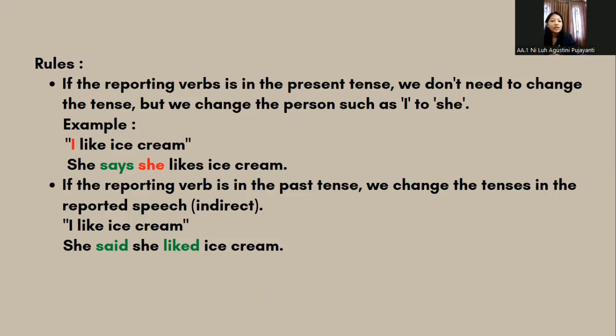But if the reporting verb is in the past tense, then usually we change the tense in the reported speech. So the example is, "I like ice cream." The indirect speech will be: she said she liked ice cream.